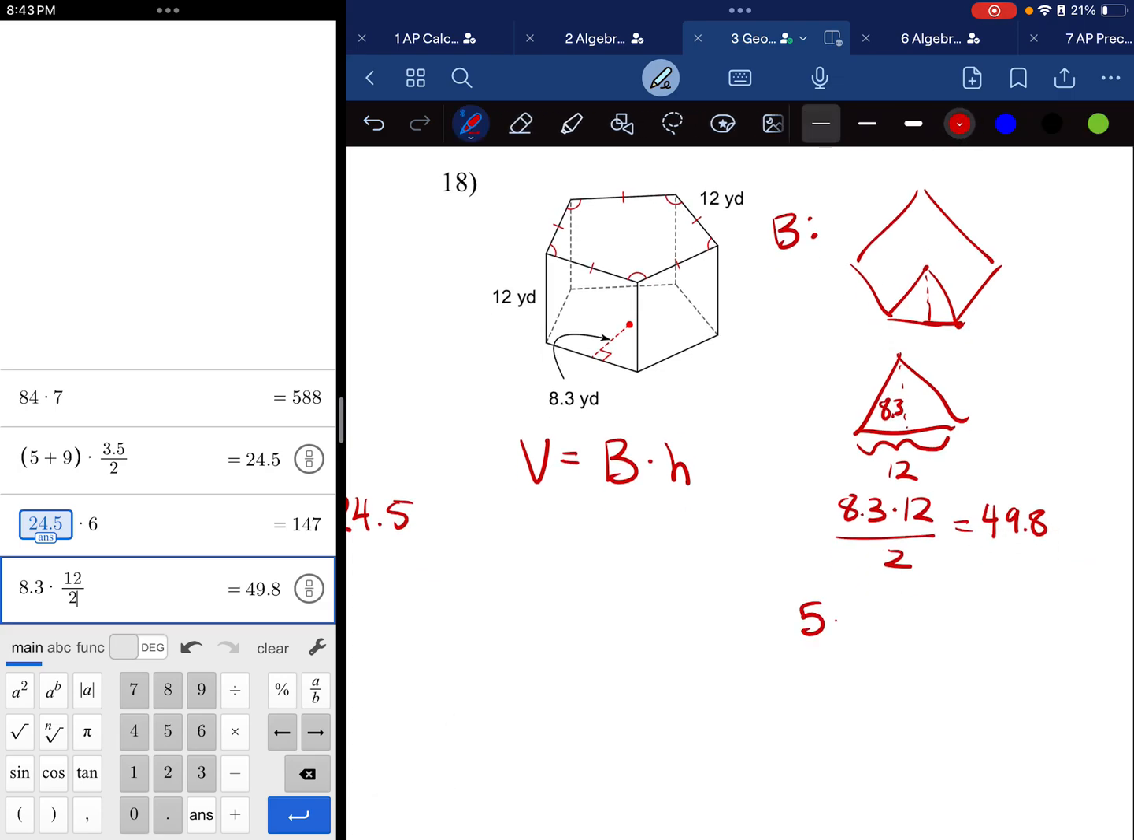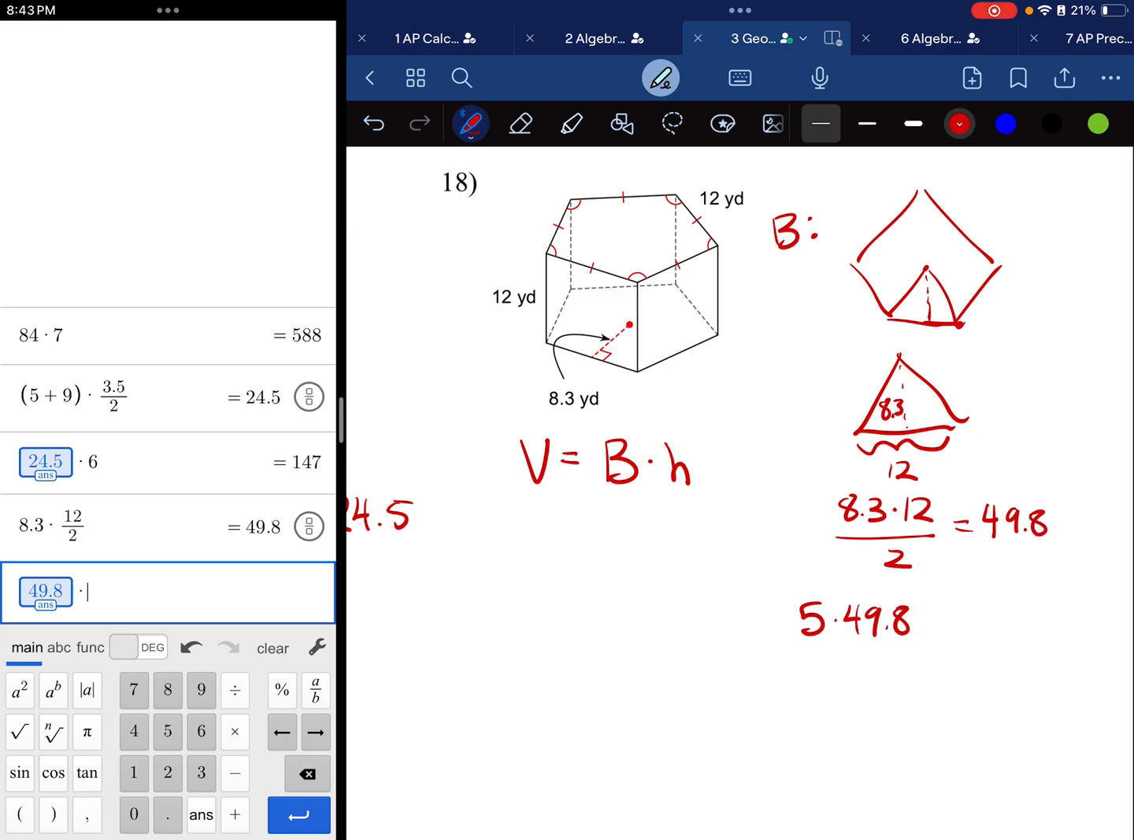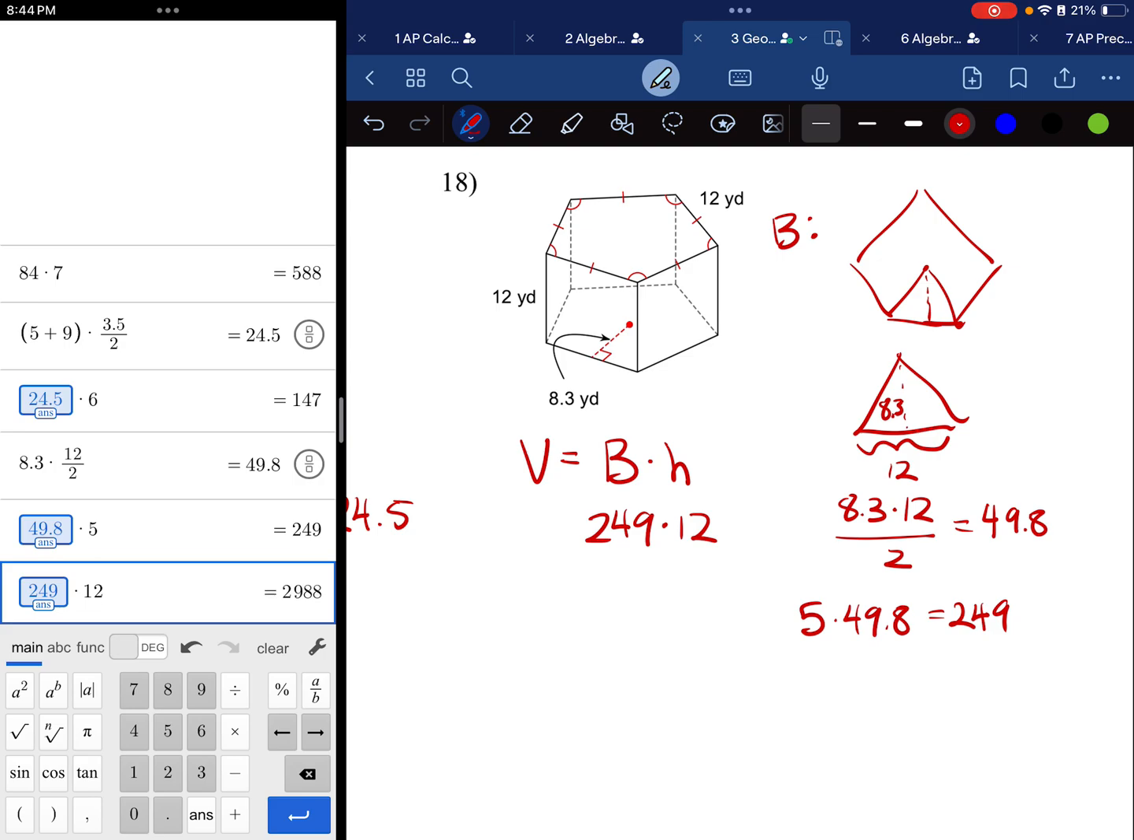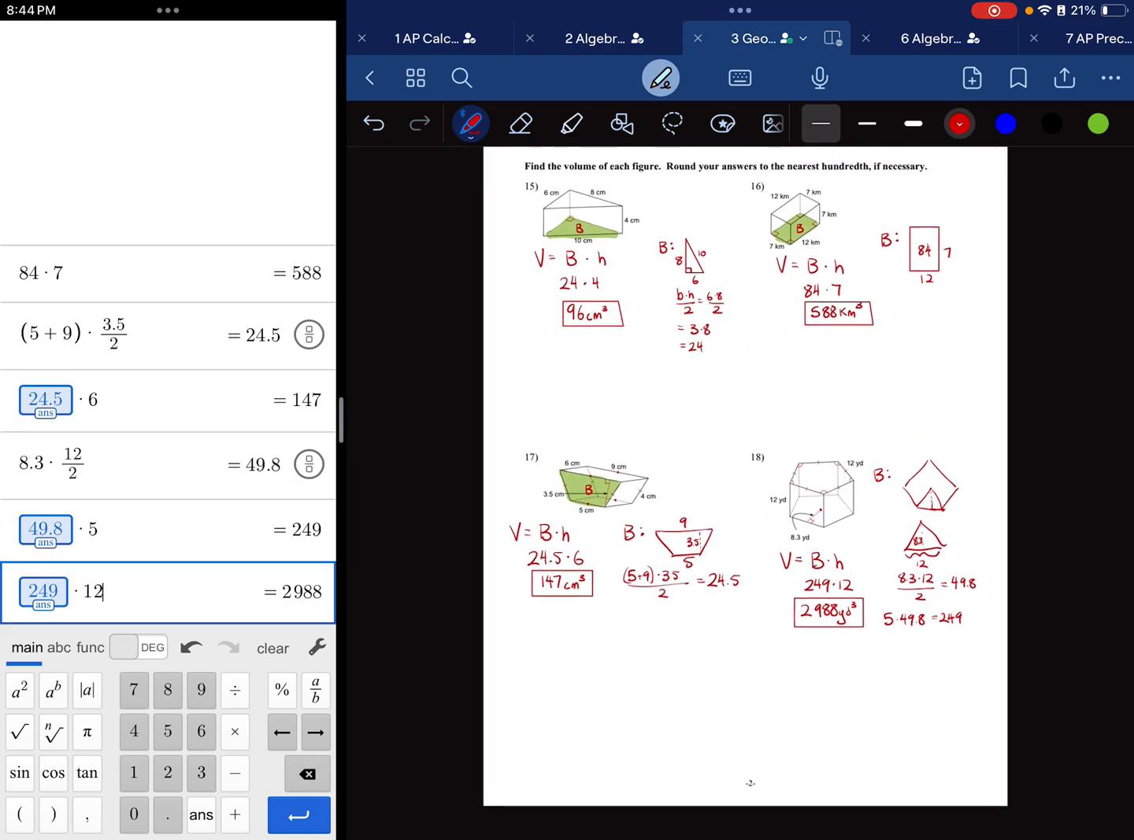So 5 times 49.8. So we're going to come down here and say answer times 5 is going to be 249. Therefore, the area of that pentagon is 249, and I multiply by the height, which is coming out of it, which is 12. So I'm going to say answer times, not divided by, but times 12, and I get 2,988. Units are going to be yards, power 3, cubed. Yards cubed.